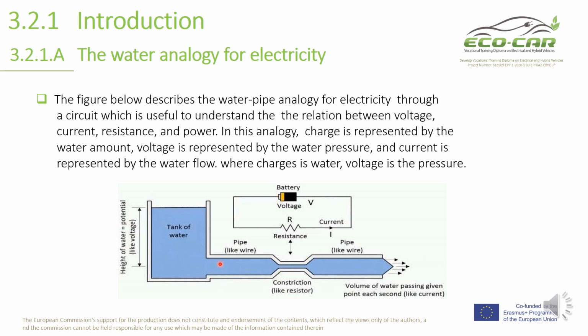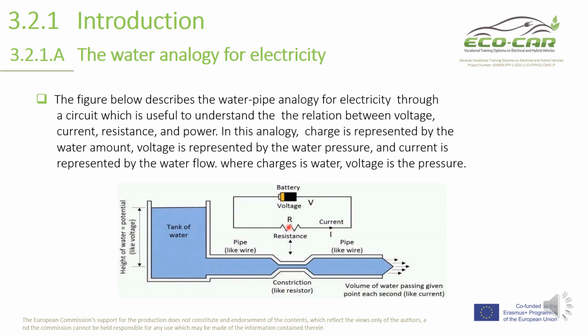We have here a pipe, like a wire in electricity. We have here also a pipe, but here there is a constriction, like a resistor or resistance, like this. And we have the volume of water passing a given point each second, like current. So this flow of water means the same as flow of current.